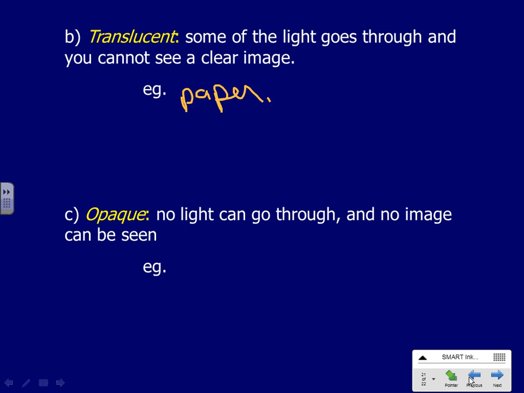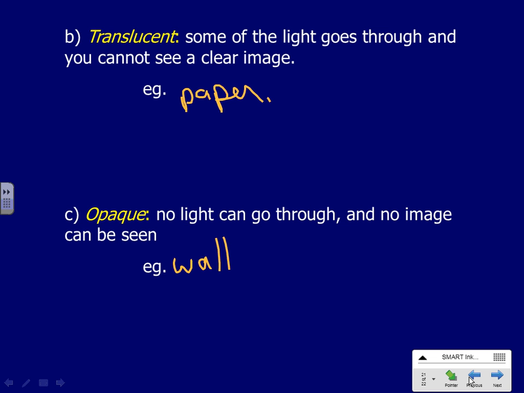You can put all kinds of different things. Frosted glass is translucent, where you can kind of see the image through it a little bit, but you can't see what it is or who it is. Opaque: no light can go through and no image can be seen. You can pick whatever you want. Like a wall is opaque. Certain solid material is opaque. The desktop is opaque. A book is opaque. With a wall, we get the idea.